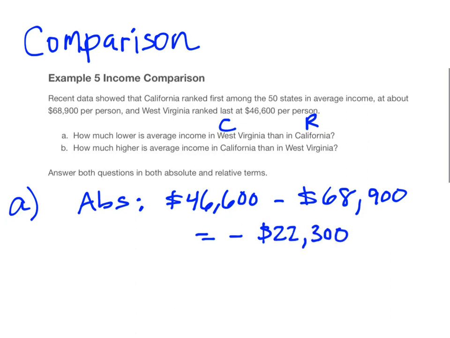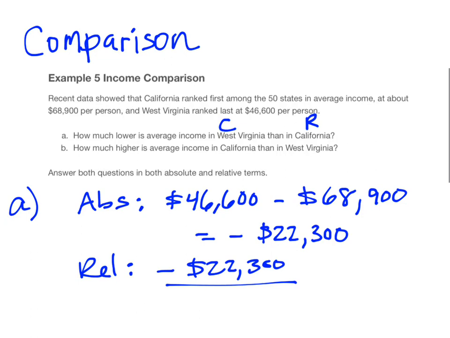All right, now we can see that West Virginia is lower, and if we're trying to describe how much lower, it makes sense that we would get a negative number. So it's $22,300 lower. And then for a relative difference, we want to compare back to the reference value. So we want to take that absolute difference and compare back to the reference value, which was California's number.